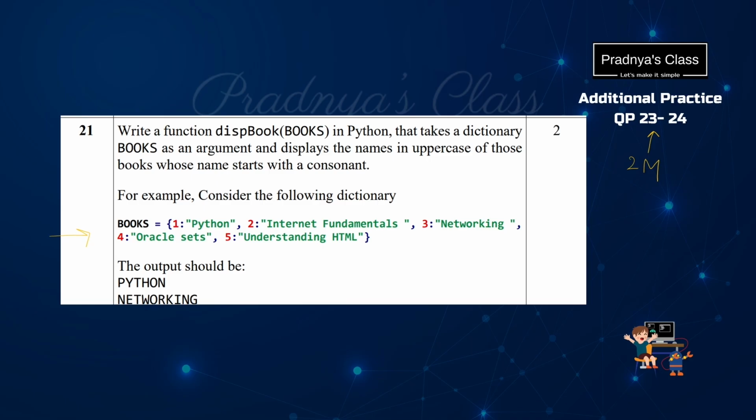Let's try to understand what we need to do in the function. This is the name of the function, display books, which is taking a dictionary as a parameter. It should display the name in uppercase of those books whose name starts with a consonant. You know, vowels are A, E, I, O, U and the remaining are the consonants.